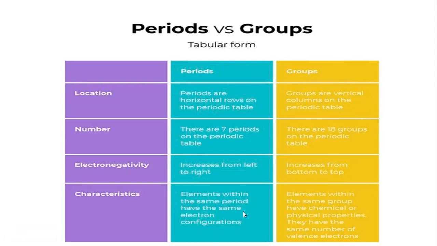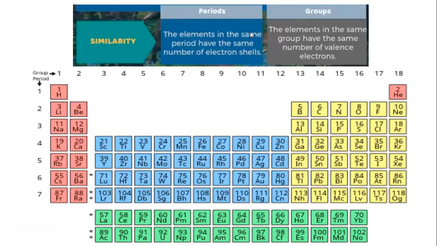Next is characteristics. Elements within the same period have the same number of electron shells, whereas elements within the same group have similar chemical or physical properties. They have the same number of valence electrons. Another similarity among the periods is that they have the same number of electron shells. So how many shells are present is defined or described by the period of that element.